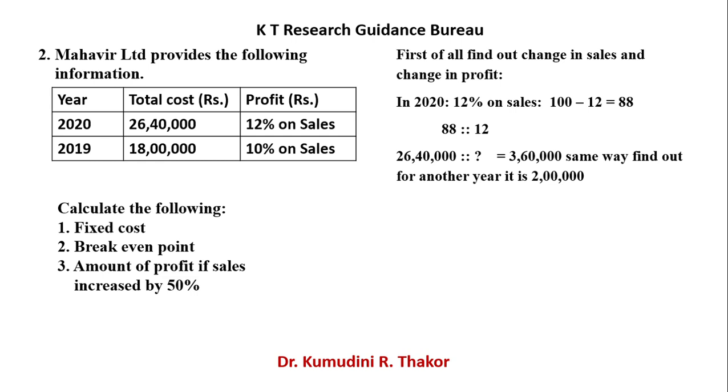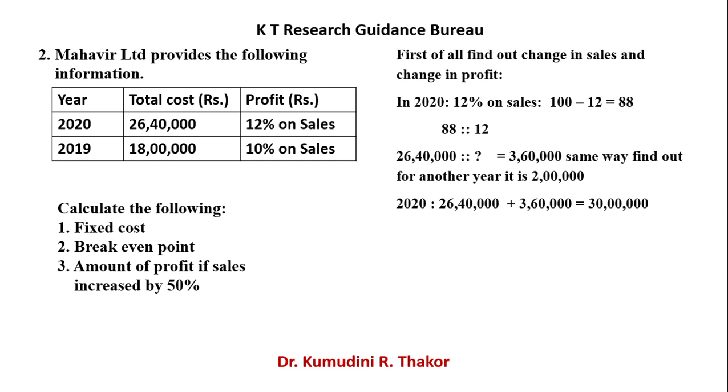It is 10%. So 100 minus 10 equal to 90. 90 is to 10. Then how much for 18 lakhs? So your answer will come 2 lakhs. 26,40,000 is your cost, and your profit is 3,60,000. So total sales is 30 lakhs.